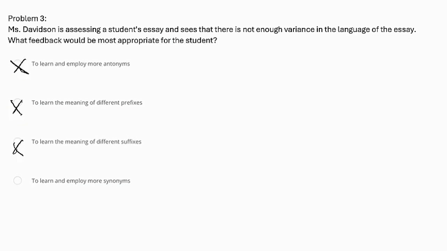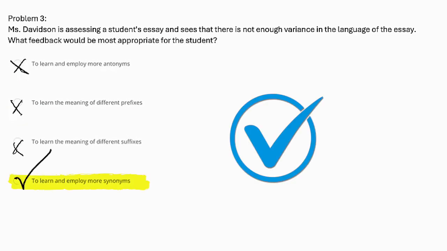Now, synonyms. Using synonyms effectively can help increase the variety of language use. It's as simple as that. Synonyms also allow a writer to avoid repetitive language. So this is definitely the correct answer here.